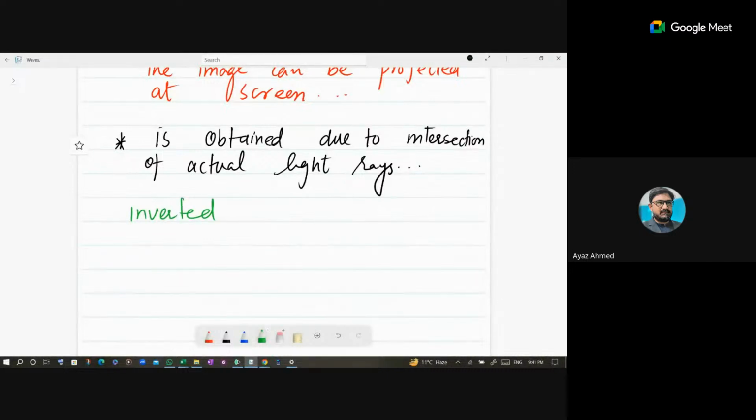Then we have the inverted image. An inverted image means an image on the opposite side of the principal axis. I got another very important point. What is the main identification of a real image? A real image is always on the opposite side of the lens.